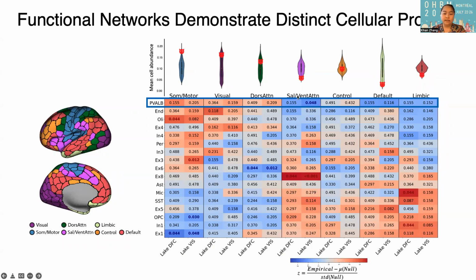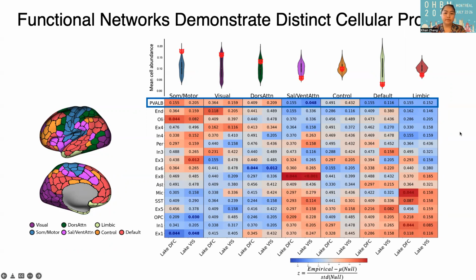Blue indicates that the empirical value is lower than the median of the null, and red means it's higher than the median of the null. The number in the table indicates the FDR-corrected p-value for each z-score. These data suggest there may be unique cellular profiles for some functional systems.